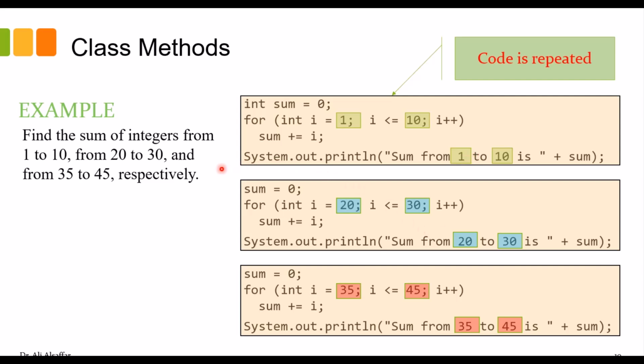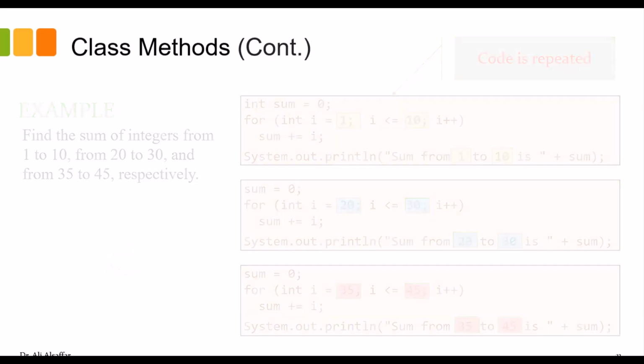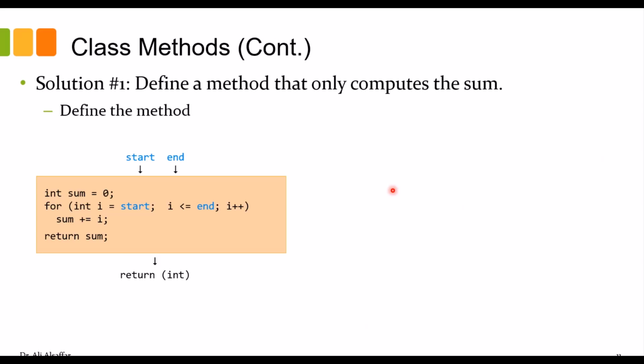And also I will give you another solution where the method will only give you the summation. It does not print. So the job of the method is not to print. Just give it the range and it will give you the summation. Now this is the first solution. So solution number 1, we are going to define a method that only computes the sum.